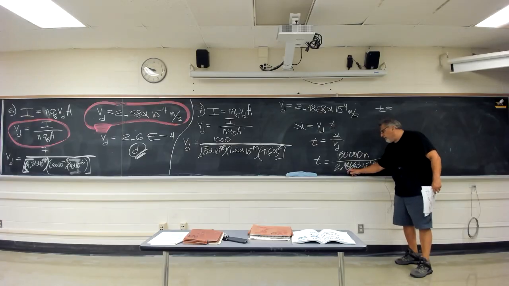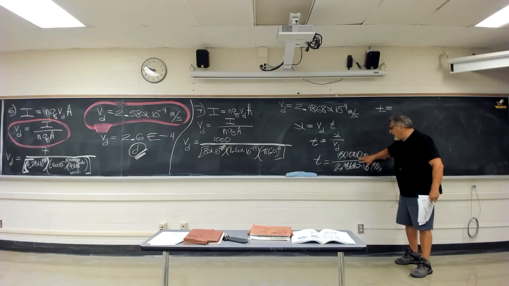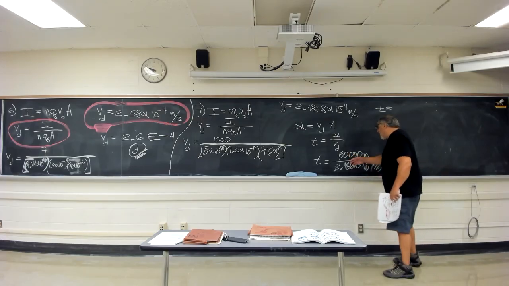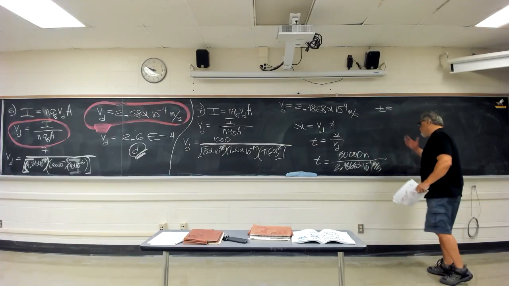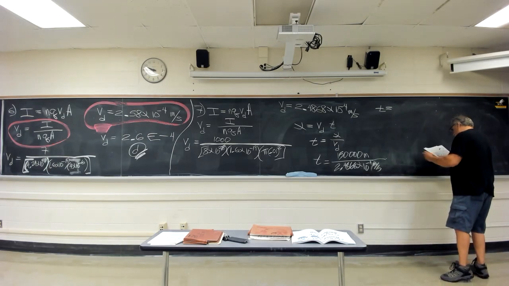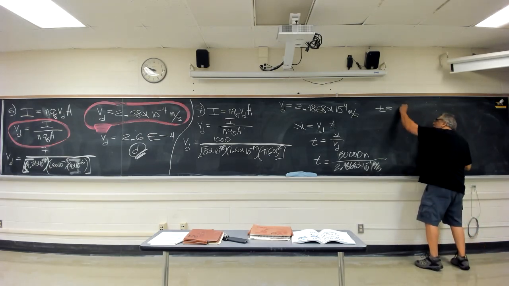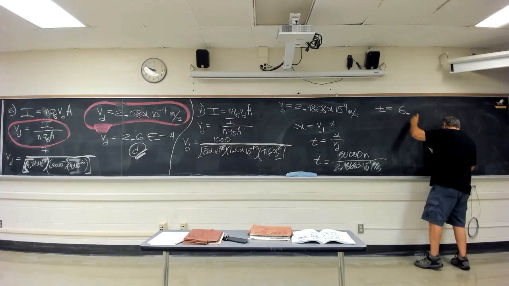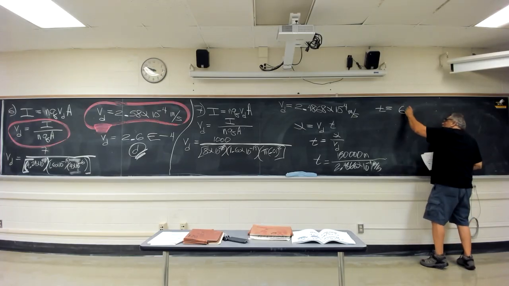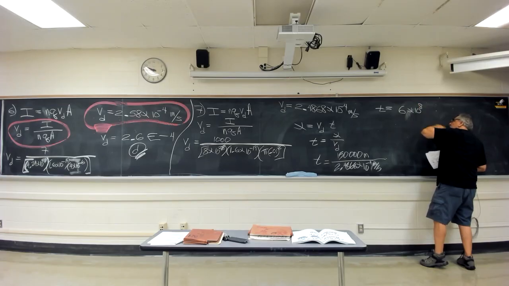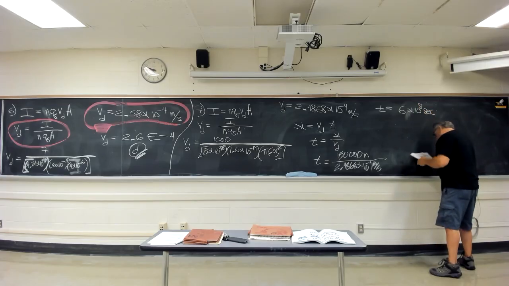This is about 2.5. 2.5 goes into 150 60 times. 60 times 1,000 is 60,000. That's 6 times 10 to the 4. Divided by 10 to the negative 4 makes it 6 times 10 to the 8. Correct. A little more, so that's about where it's going. That's kind of their round off. 6.0 times 10 to the 8 seconds.